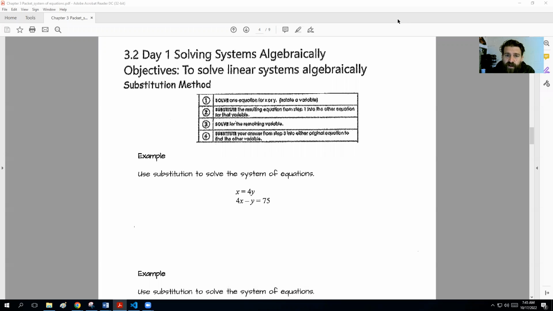Hey guys, Mr. is here to help you out on the second part of chapter 3. So we're still going to be solving equations, but this time we're going to use a different method. And this one's going to be called substitution.